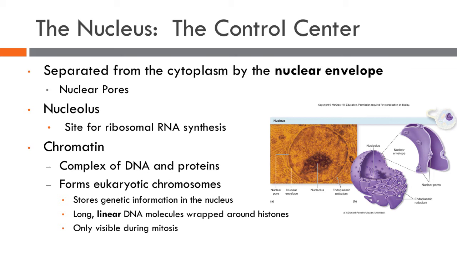There's an area inside the nucleus called the nucleolus. It's very dark staining. This is where ribosomal RNA synthesis happens. So this is where ribosomes are made inside the nucleus.